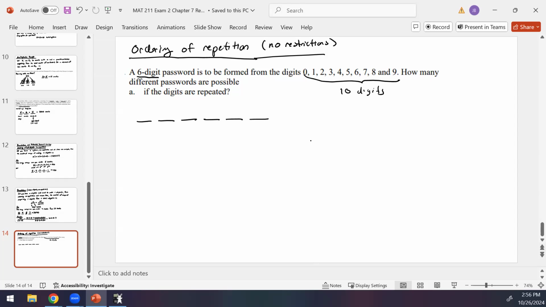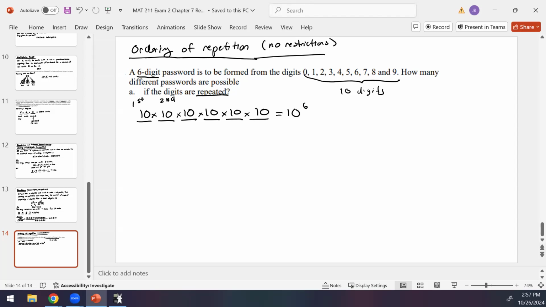Yep. And so then you ask yourself, how many options for the first digit? So I have 10. And then how many options for the second one? Well, they said repeated, so 10 and 10 and 10 and 10 and 10. So you just multiply it. So times, times, times, times, times. And it's just going to be 10 to the 6th power, right? Or you could write that out and that'll be your answer. So I think that's 1 million.